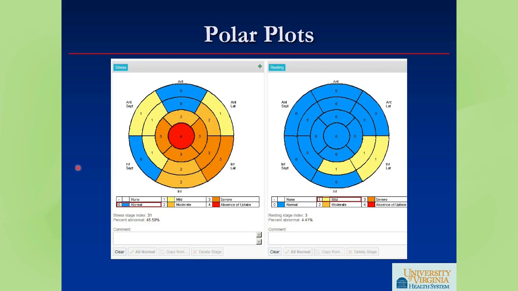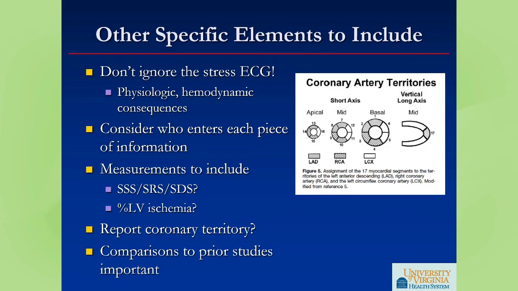I think it allows you to be very consistent in your reporting. So other elements that should be included: don't ignore the stress electrocardiogram. There are things like the hemodynamics that are provided with that, as well as any ECG changes that are very important in the interpretation of the study. Patients who have normal perfusion imaging but have a blood pressure that skyrockets into the 200s during stress may just have uncontrolled hypertension as the cause of their symptoms.